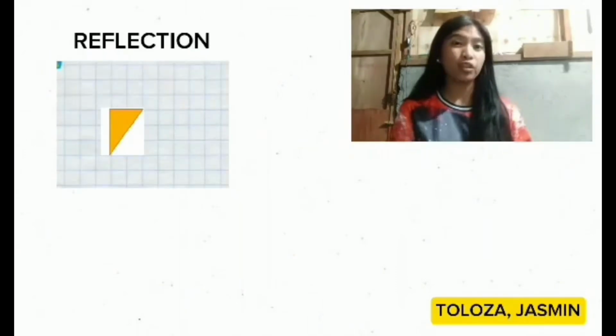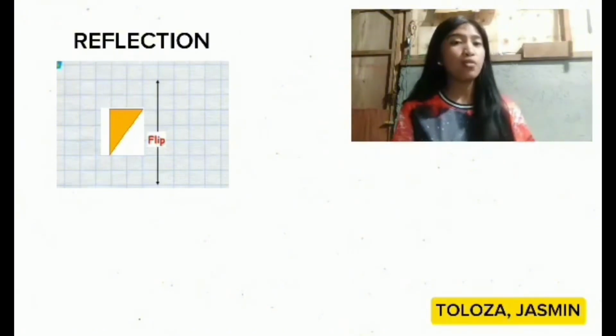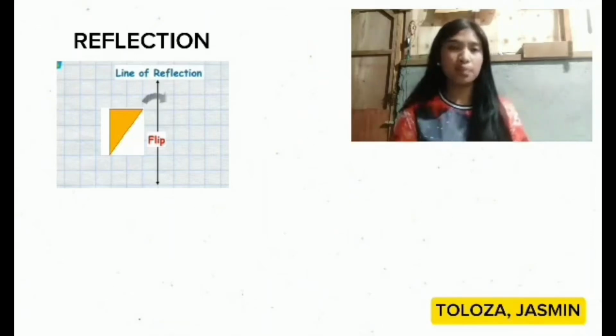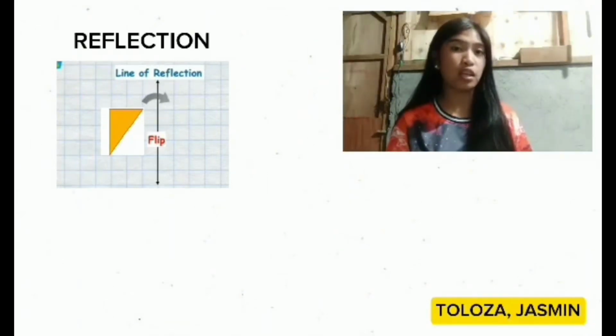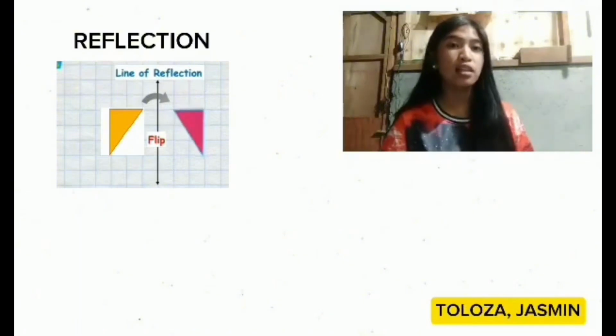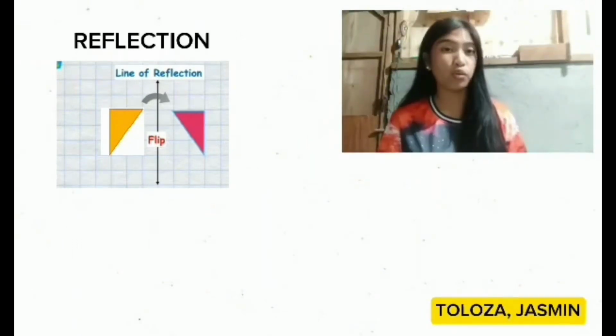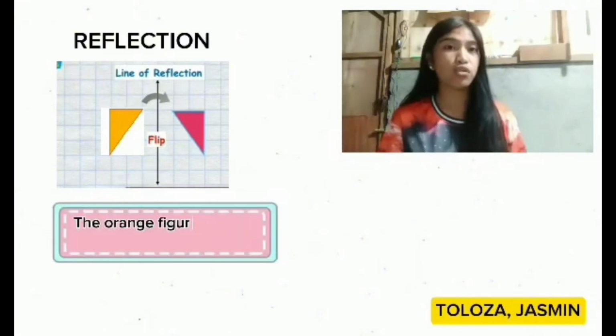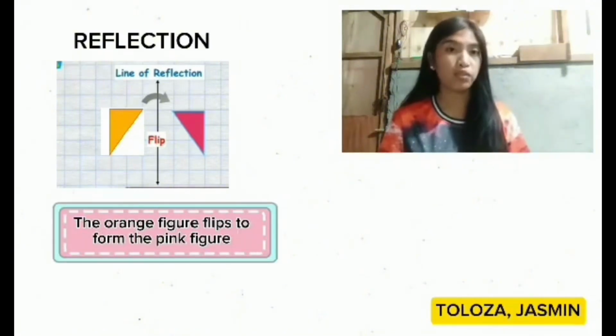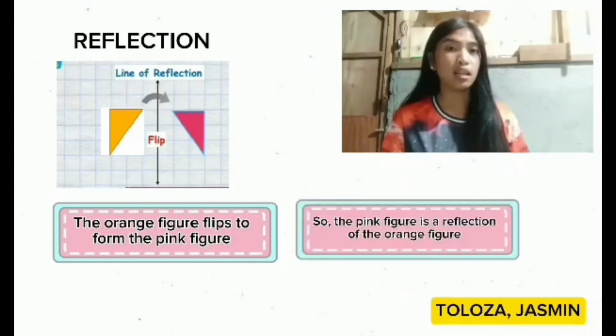Next, reflection. Reflection is a flip of a shape over a line. It's like looking at the shape in a mirror. To reflect a shape, you need to know the line of reflection. For example, if you reflect a triangle over the y-axis, the new triangle will be the mirror image of the original triangle, but it will be flipped over. We can see that the orange triangle flipped to form the pink one, and we can say that the pink one is a reflection of the orange figure.